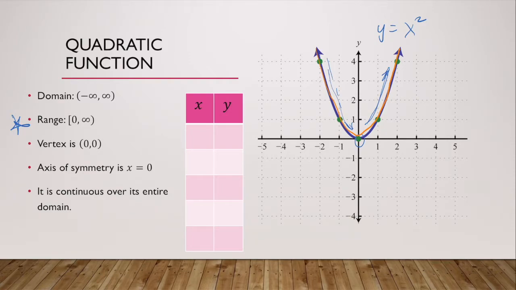As you can see, (0, 0) is a point, since 0 squared is 0. Negative 1 squared is 1. Negative 2 squared is 4. 1 squared is 1. 2 squared is 4. So it does have that axis of symmetry. If I was to fold it in half, our graph would lay over itself.